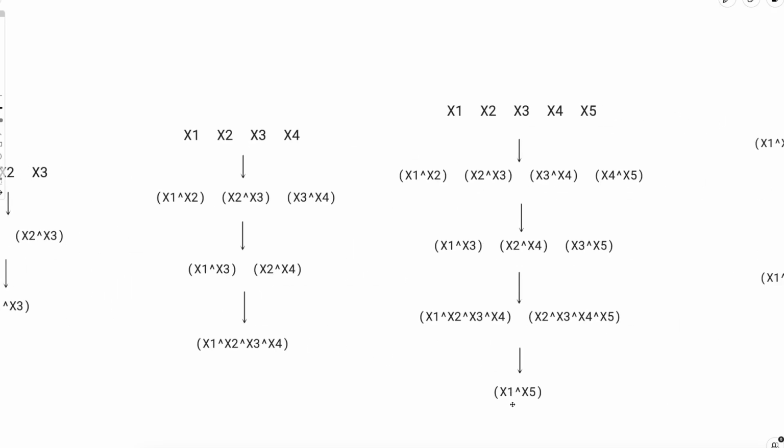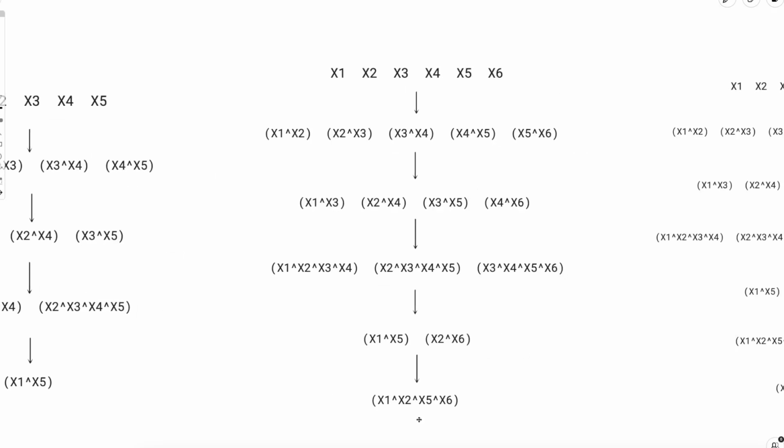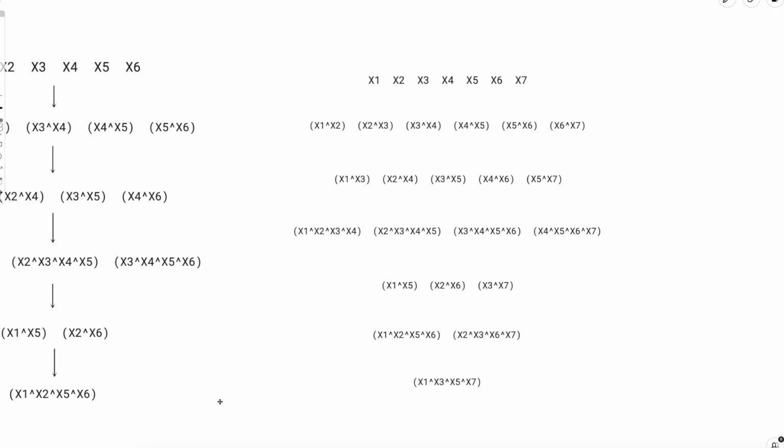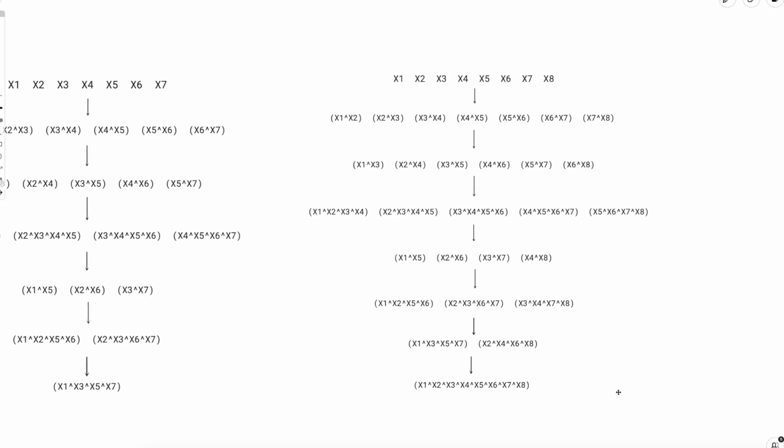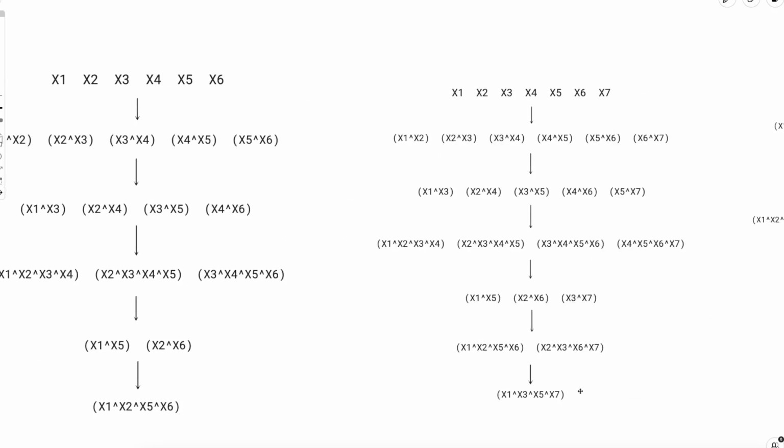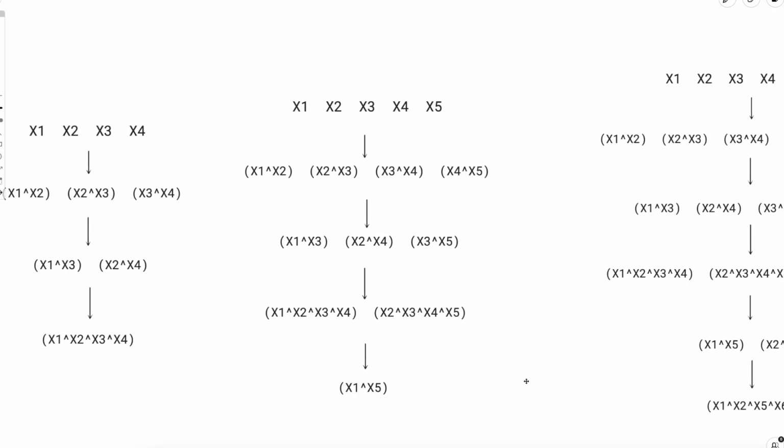Similarly, for 5 elements, it is x1 XOR x5. For the 6th element, it is x1 x2 x5 x6, and for the 7th element, it is x1 x3 x5 x7, and finally for the 8th element, it is x1 x2 x3 x4 x5 x6 x7 x8. Now there are two ways from here, right?